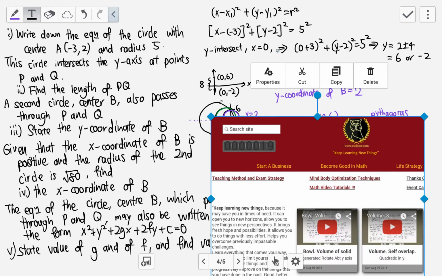Substitute x equals 0 into the equation, and this term will become 0, and then minus 3 becomes plus 3. The x coordinate is 0, so the y will remain. So you will find y to be either 6 or -2.